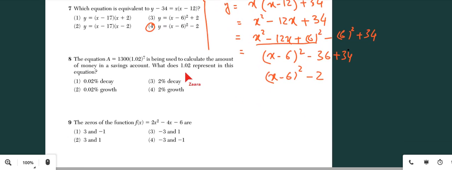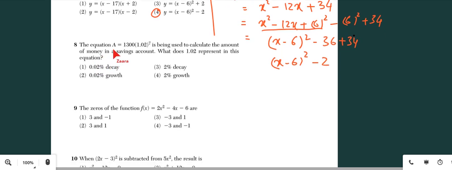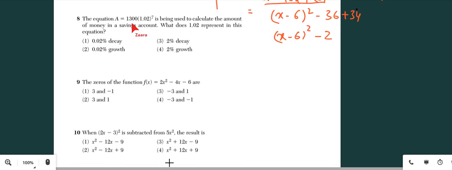Moving to the next question. Again, you are given an exponential equation. The equation A is being used to calculate the amount of money in a savings account. If it is in a savings account, that means we are getting an exponential function, and the interest would be compound interest. What does 1.02 represent in this equation?